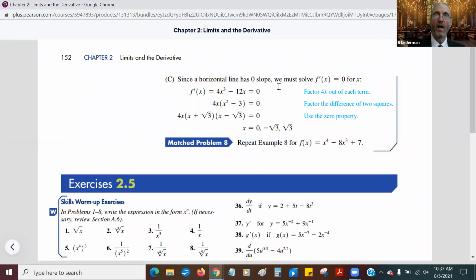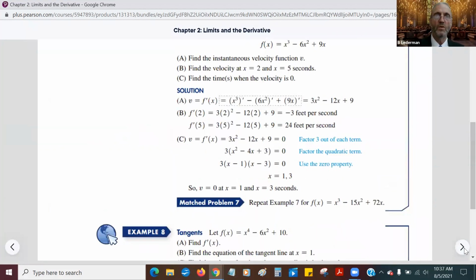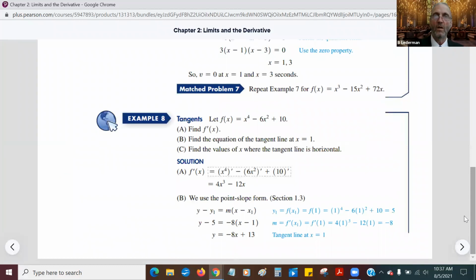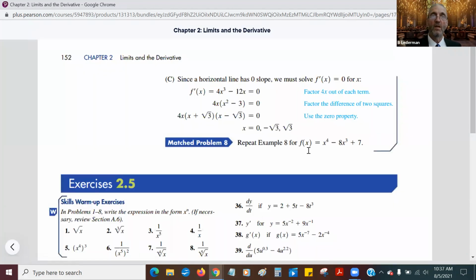Alrighty. What was the question? The question was, find the values of x where the tangent line is horizontal. In other words, where the derivative has to equal 0. So just set the derivative equal to 0: 4x cubed minus 12x equals 0.